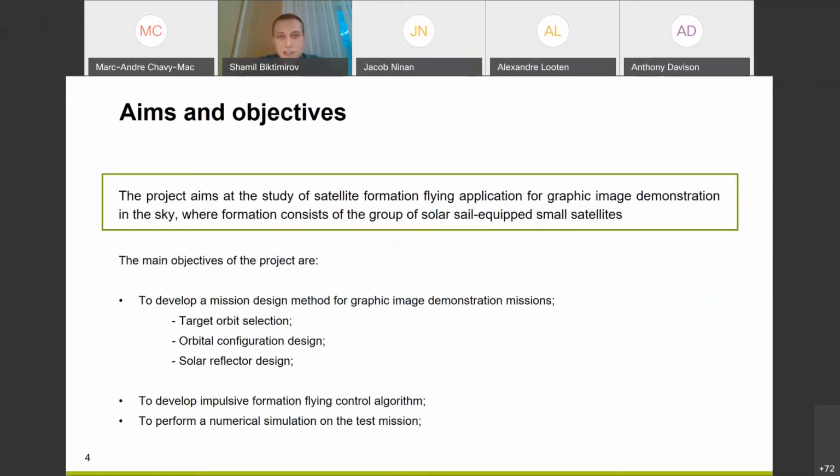We study the application of formation flying for graphic image demonstration in the sky. And we use solar sail equipped satellites. These are small satellites. And there are some objectives for this work. Firstly, we develop the mission design. It includes a procedure for selecting the target orbit, for designing orbital configurations, and for sizing the orbital reflector, the solar reflector. Then we developed a control algorithm for the formation flying mission. It is based on impulsive maneuvers, and we validated our methods by numerical simulations.